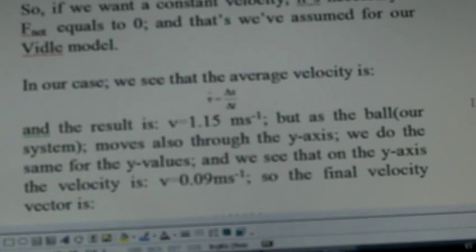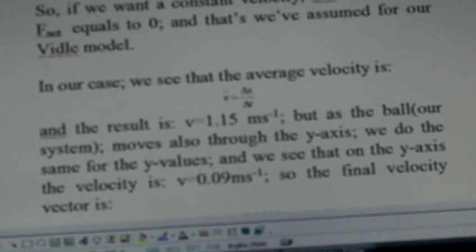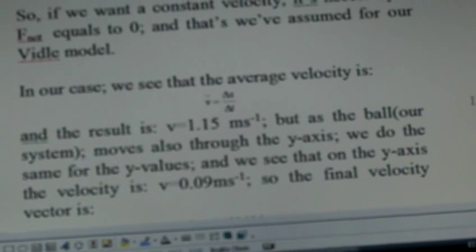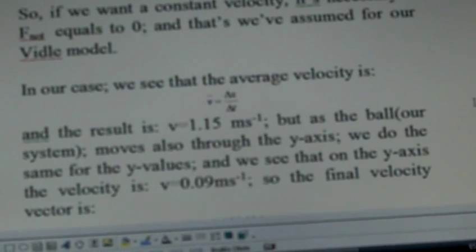Now in our case, the average velocity is delta x divided by delta t, and the result here is 1.15 meters per second. But in our case, the ball also moves along the y-axis. So if we do the same, the average velocity equals delta y divided by delta t. We got 0.09 meters per second. So the vector will look like this.